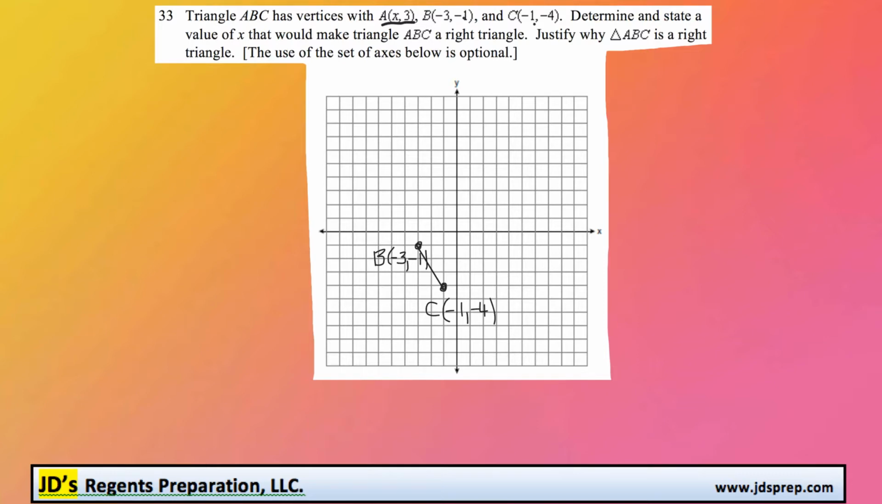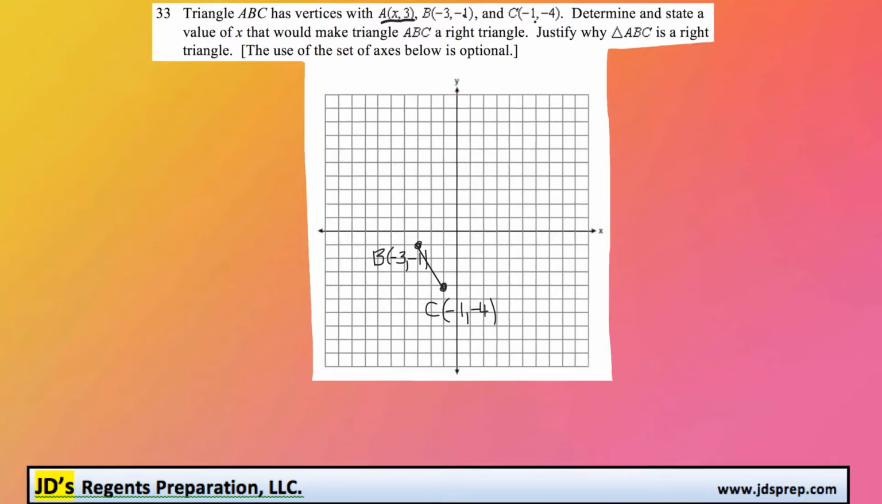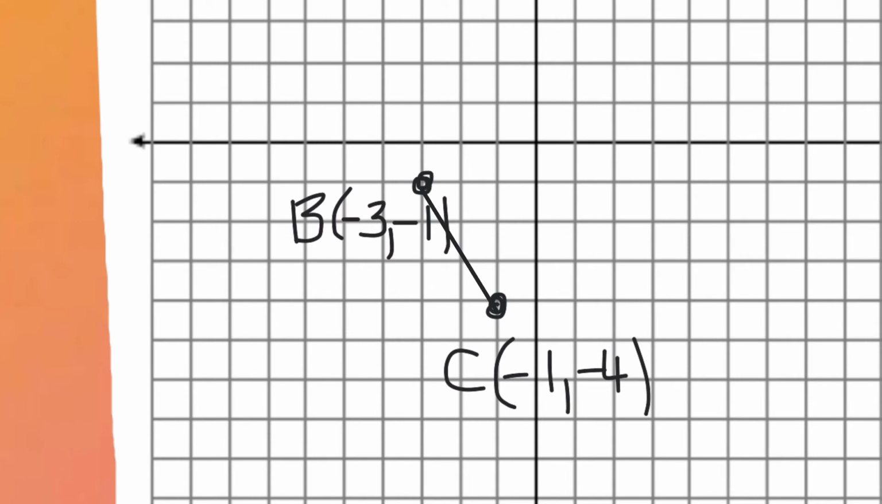a right-angled triangle. So the trick here is to realize that if we want a right-angled triangle, we need to create a line that's perpendicular to the line that we know. So let's find out the slope of the line from B to C. Our slope of BC is the change in y over the change in x. The change in y is down 3, so it's -3, and the change in x is +2. So -3/2 is our slope.